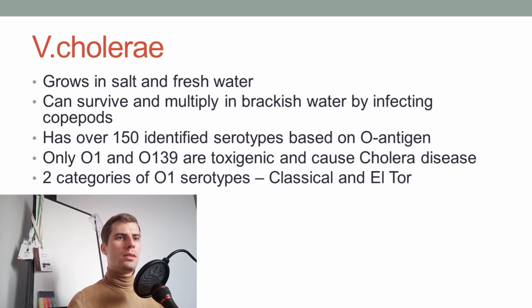There are only two antigenic types of Vibrio cholerae, O1 and O139, which are toxigenic, and O1 has just two biotypes causing infection. It is the classical biotype and the El Tor biotype.